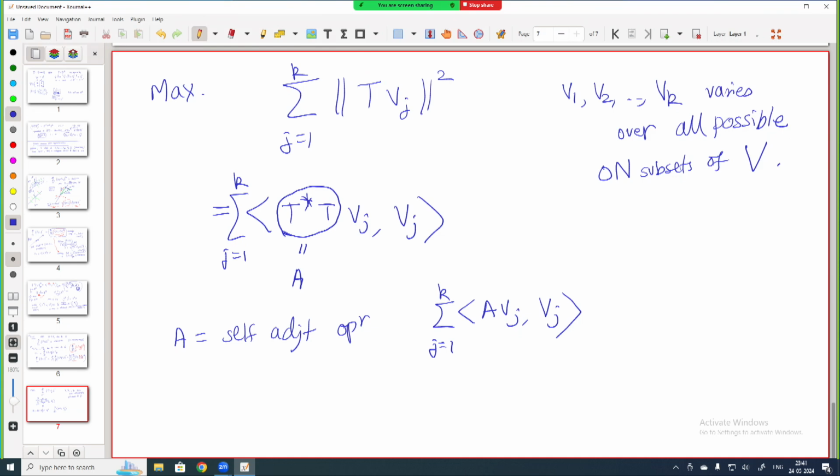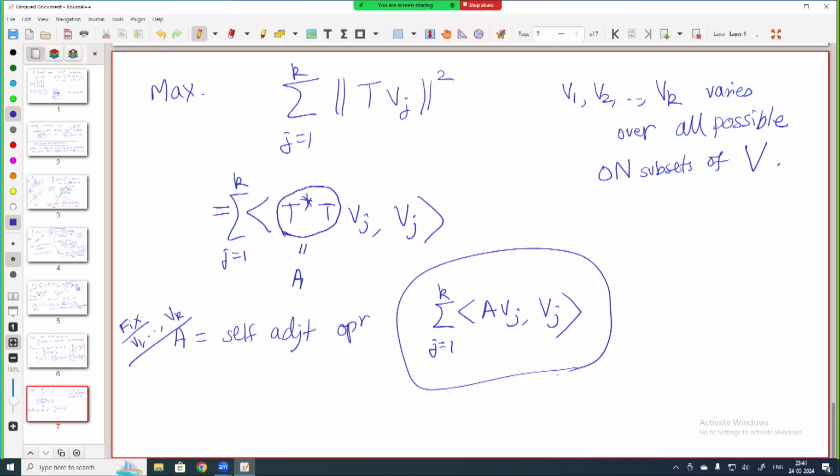Think in terms of matrices maybe. First k eigenvalues of A? Is it equal to the sum of the first k eigenvalues? No, because the Vi's are not eigenvectors. Remember, I have to vary it over all possible choices. For now, forget varying. Let us imagine I fix V1, V2, Vk. Forget the maximization problem. For the moment fix V1, V2, Vk. For a fixed choice, what does this quantity mean?